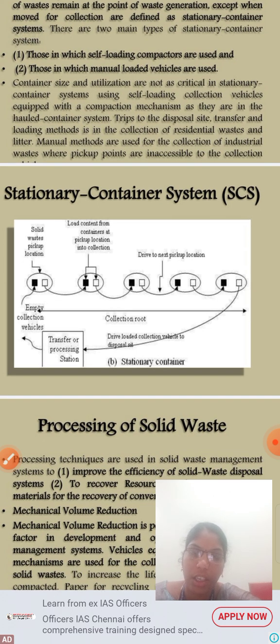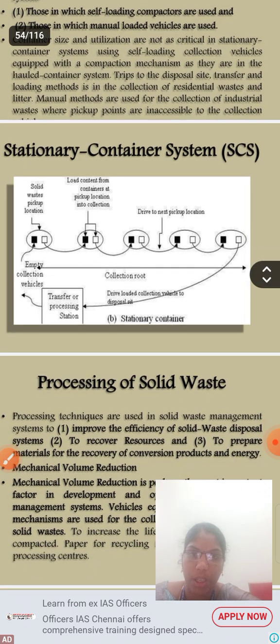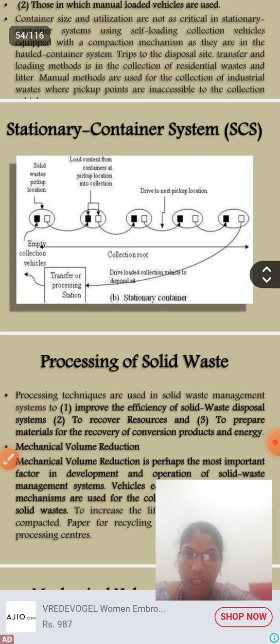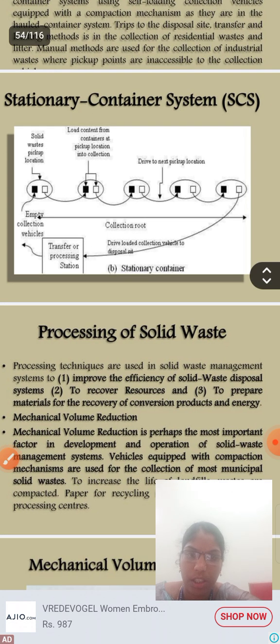The hauled container system is a fixed container system. The stationary container system uses a vehicle. The container will be moved from one place to another place. After emptying the container, the container will again be placed in that location or any new place. Here also there are 2 compartments. First one is the solid waste pickup location. Next, after emptying, the second compartment moves. This container system takes a 4 day process. During the 4 days, there is no problem for the solid waste disposal.